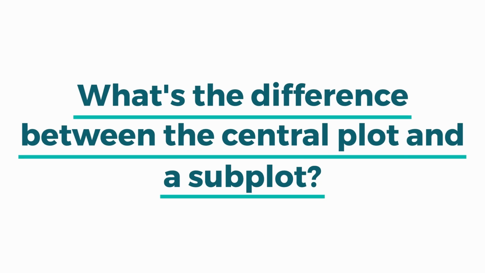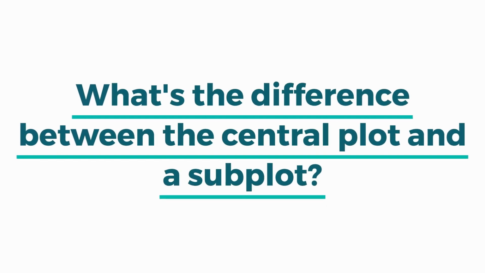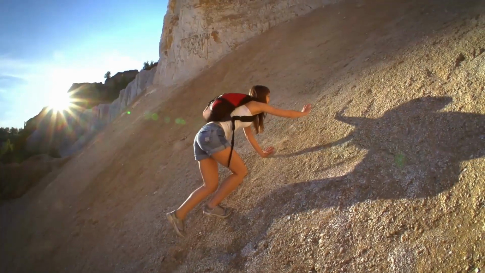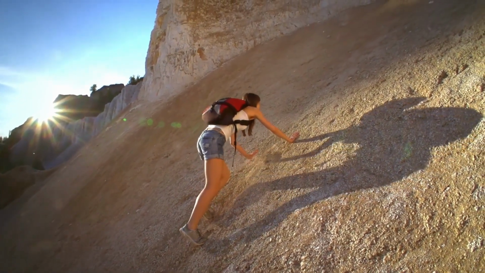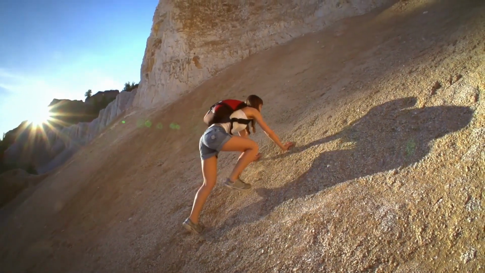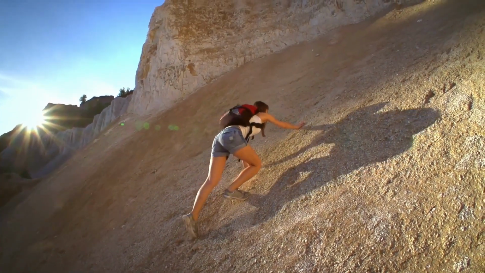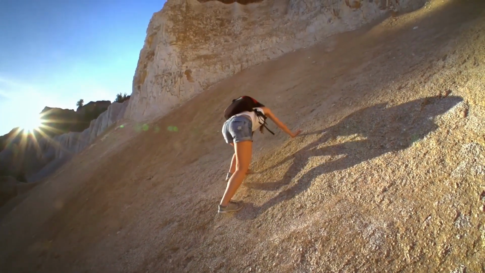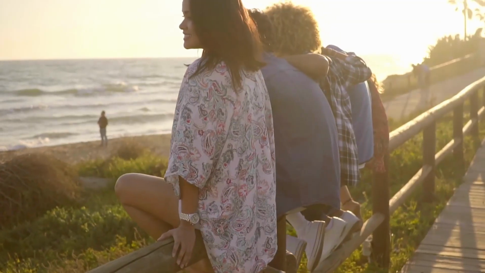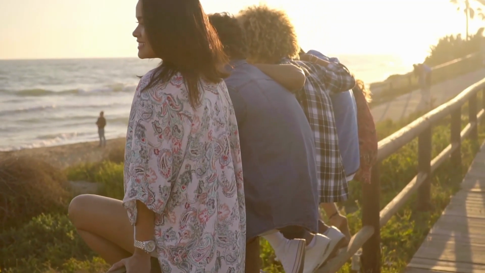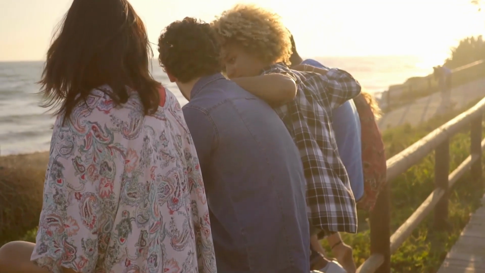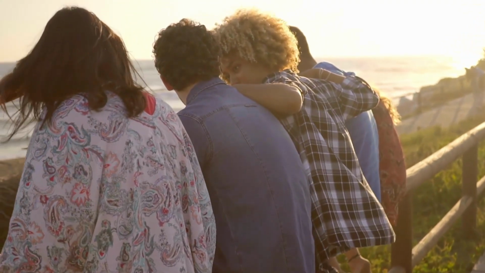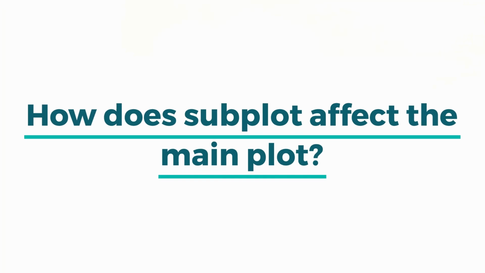So, what is the difference between a central plot and a subplot? The central plot is the story of the protagonist's pursuit of their main goal. It follows the challenges that character faces and how they evolve as a person between the first and last chapters. Subplots are all secondary storylines that take place in the book, including romance and other relationships, the arcs of other characters and backstories.